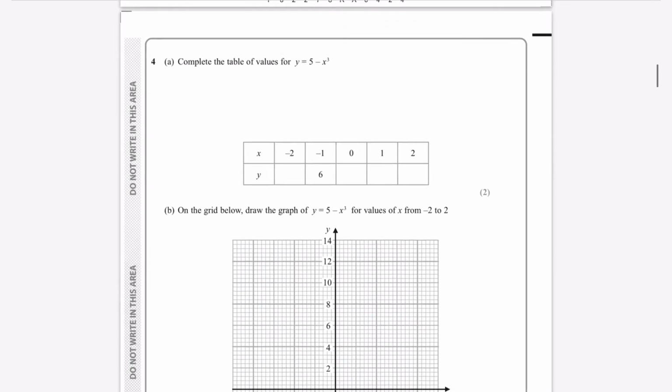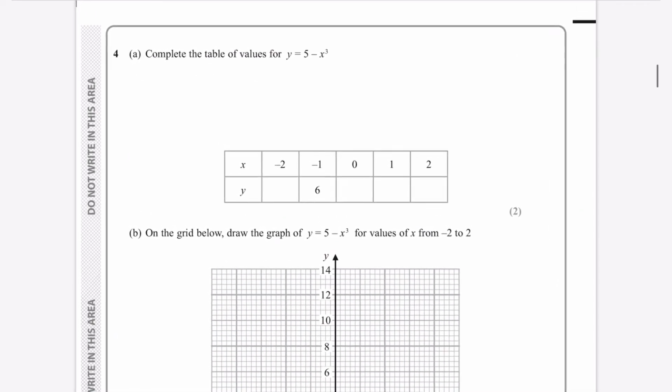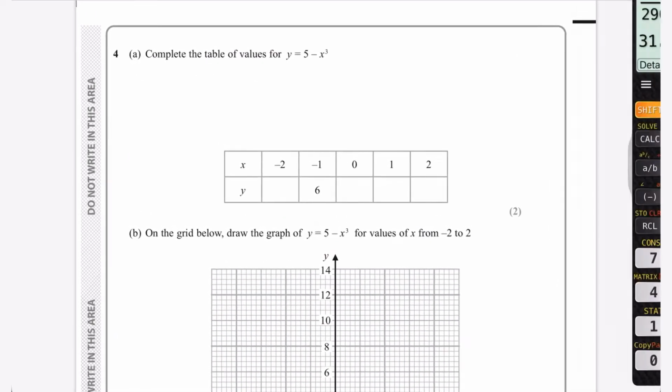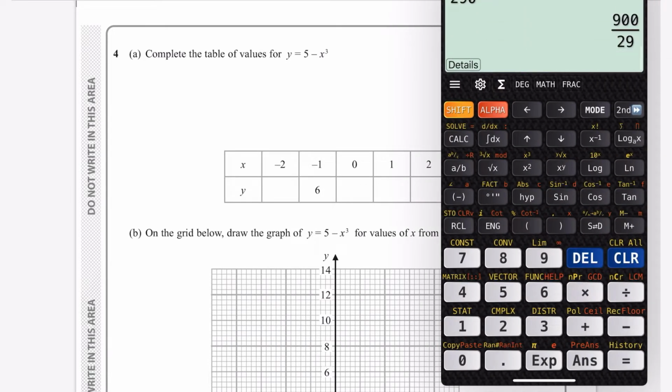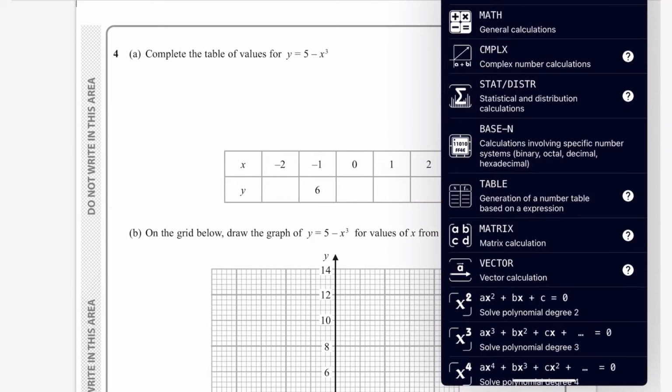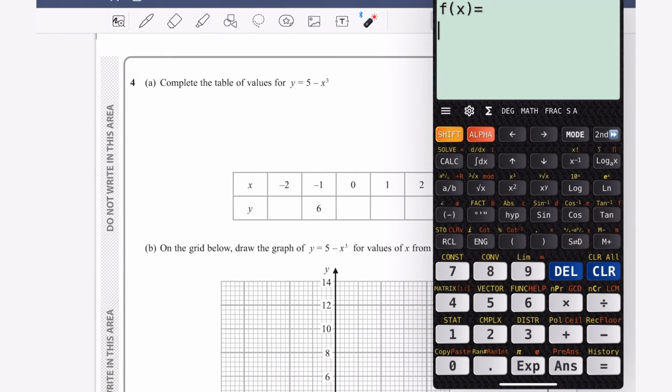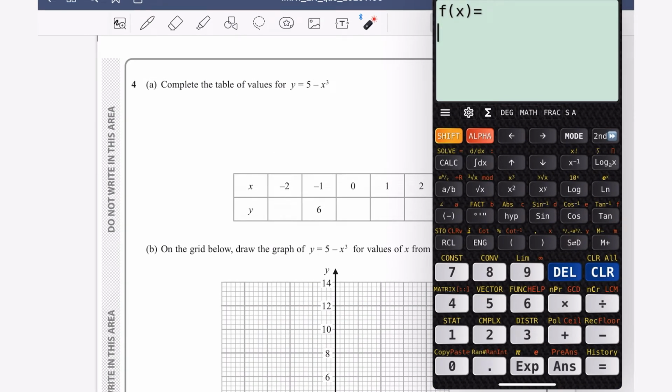Okay, complete the table of values for y equals 5 minus x cubed. Now, there's actually a feature on your calculator that can do this. It might look a bit different to mine, but you go to mode, and then you put it in table mode, and then you type in the function. So I'm going to type in 5 minus x cubed. You get x by doing alpha, and then the bracket. 5 minus x cubed, and I will do my cubed button, which is here. You then press equals. Sometimes it will ask if you want a second function, which is g of x, and you just press equals again.